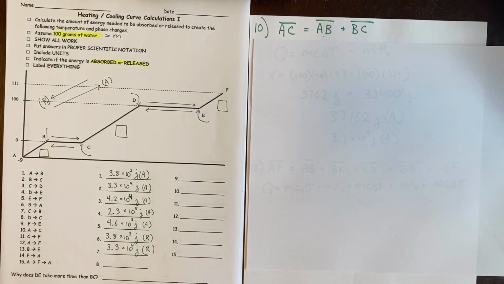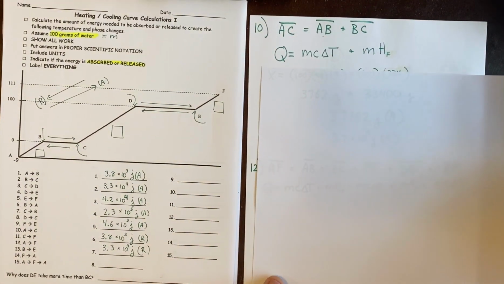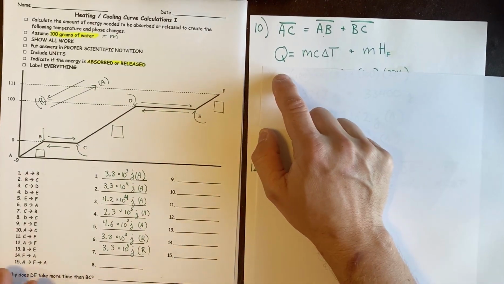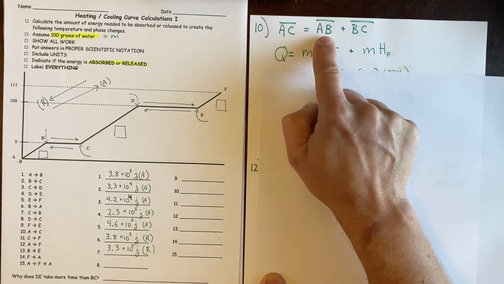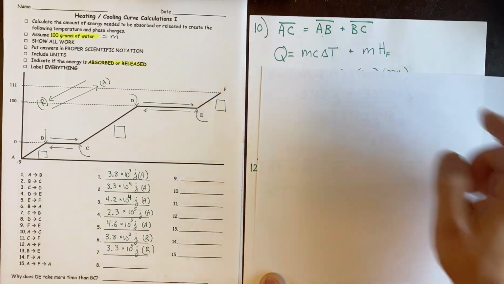I want to see all the work just like I'm doing it here. So you're going to have your line segments. You're then going to have your formulas that line up with your line segments. In other words, the energy Q is going to be this plus this. This represents AB's energy. This represents BC's energy.